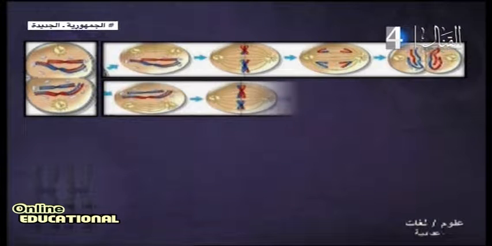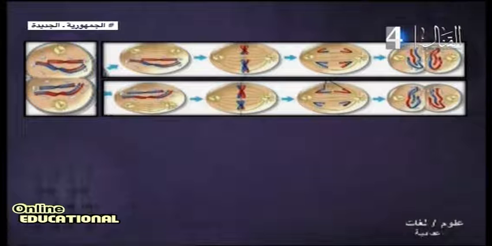They make the division again, passing by the same phases. But here we have prophase 2, metaphase 2, anaphase 2, and telophase 2. It's similar to mitotic division. Here in prophase 2, the two centrosomes move to the two poles of the cell and form spindle fibers. The nuclear membrane and nucleolus disappear in each one of them.